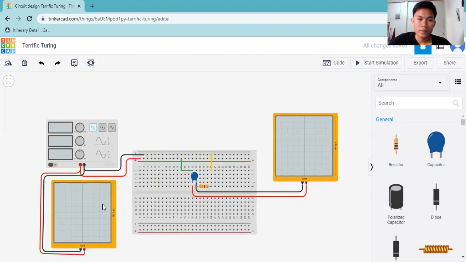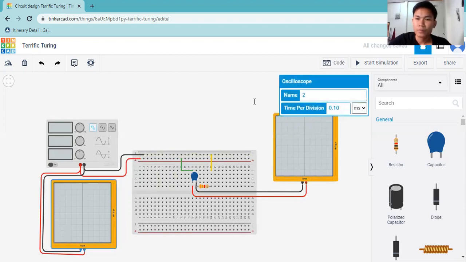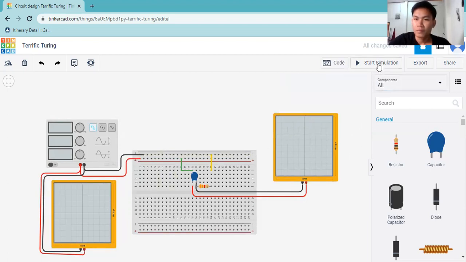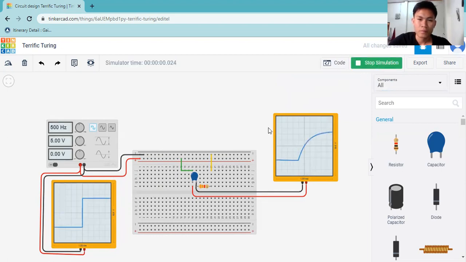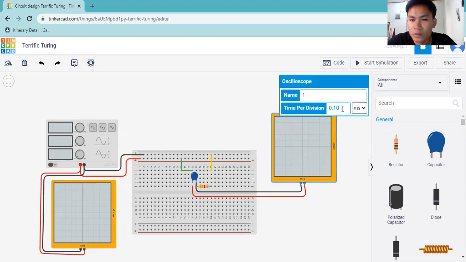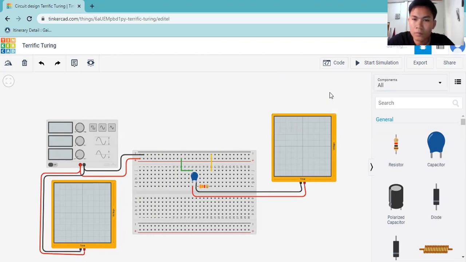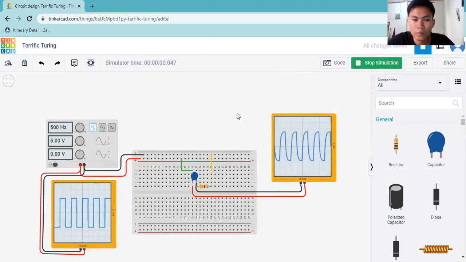So now let's simulate this. Okay, maybe we can change this to be 1. Okay, here is the result of this experiment.